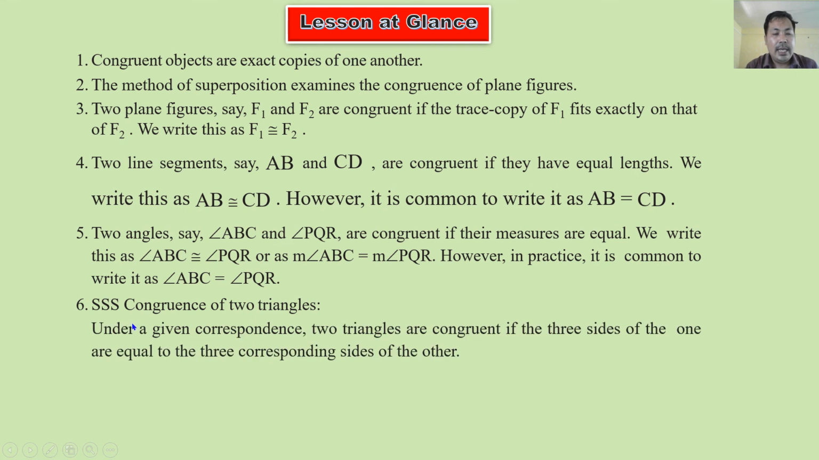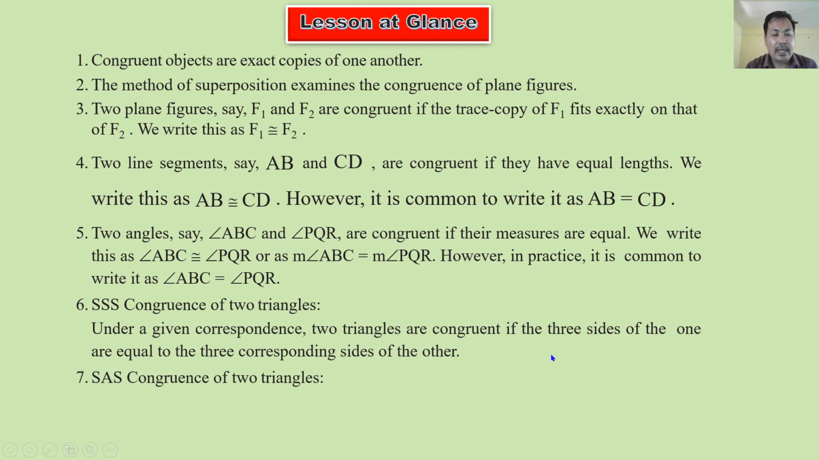Let us see what is this SSS. Under a given correspondence, two triangles are congruent if the three sides of one triangle are equal to the three sides of the other. Yes.